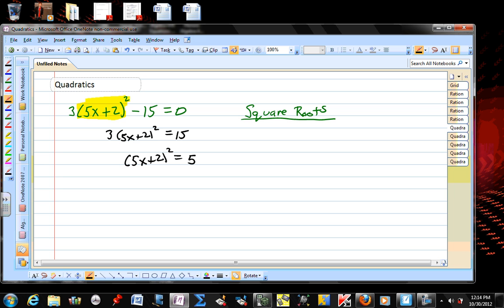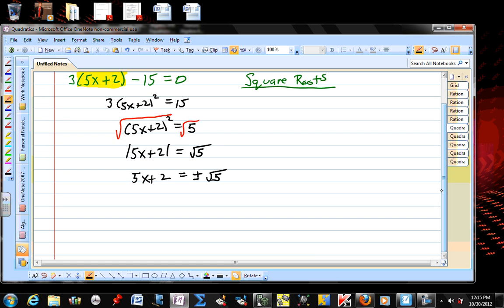And now that we've isolated this quantity being squared, we're ready to square root. When we take the square root of both sides, remember that something squared and then square rooted becomes the absolute value of 5x plus 2. This is going to equal the square root of 5. And the way we get rid of the absolute value bars is by going plus or minus on the right side. So we can say 5x plus 2 is equal to plus or minus the square root of 5.